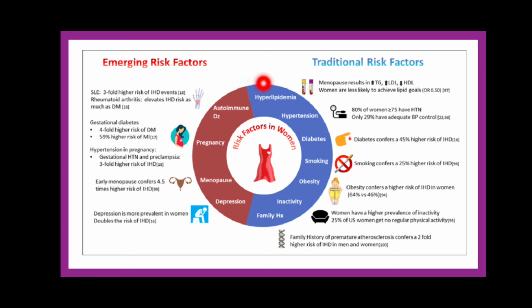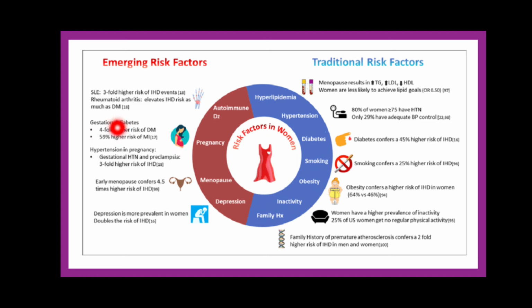Basically, if you talk about stress, it is observed in both males as well as females. Depression is more prevalent in women, which increases the risk of ischemic heart diseases. Then menopause: with early menopause, the lady is at a higher risk of developing heart diseases. Then gestational diabetes, that is diabetes which occurs in pregnancy, these females are at a higher risk of developing heart disease.